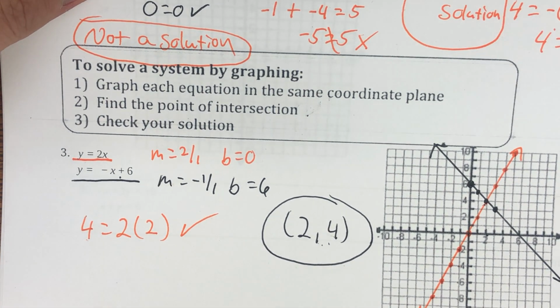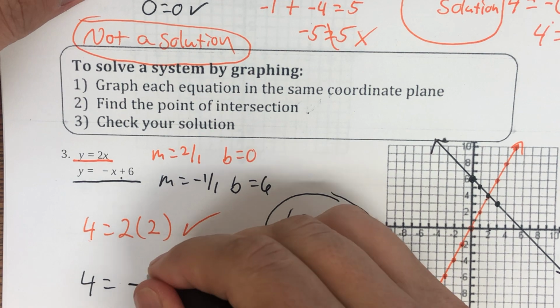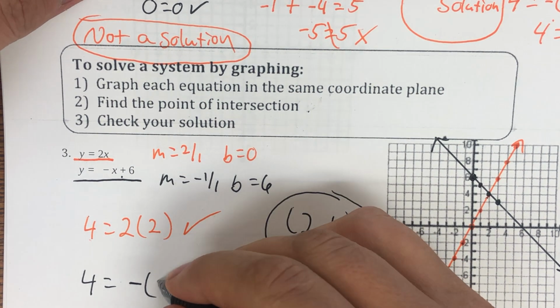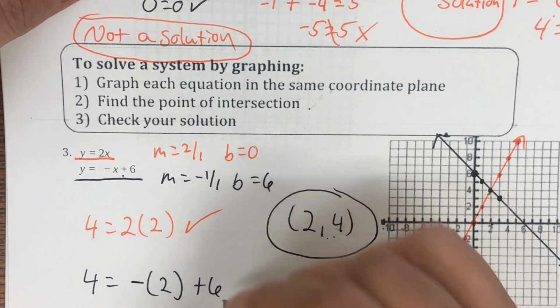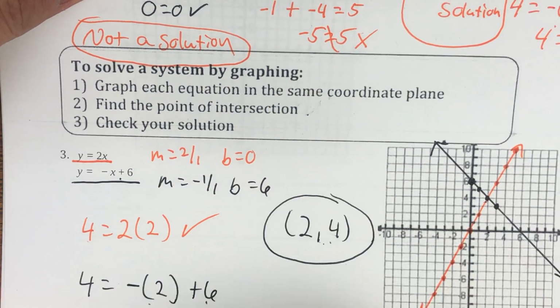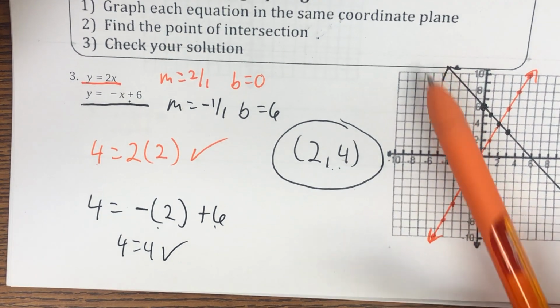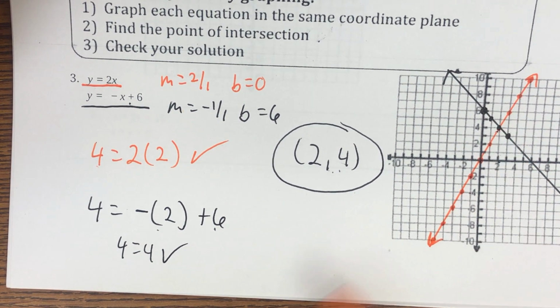The bottom equation, 4 for y, equals negative parentheses x, which is 2, plus 6. Negative 2 plus 6 is 4. That is also true. So we got it correct. Okay? So the intersection is the solution to the system.